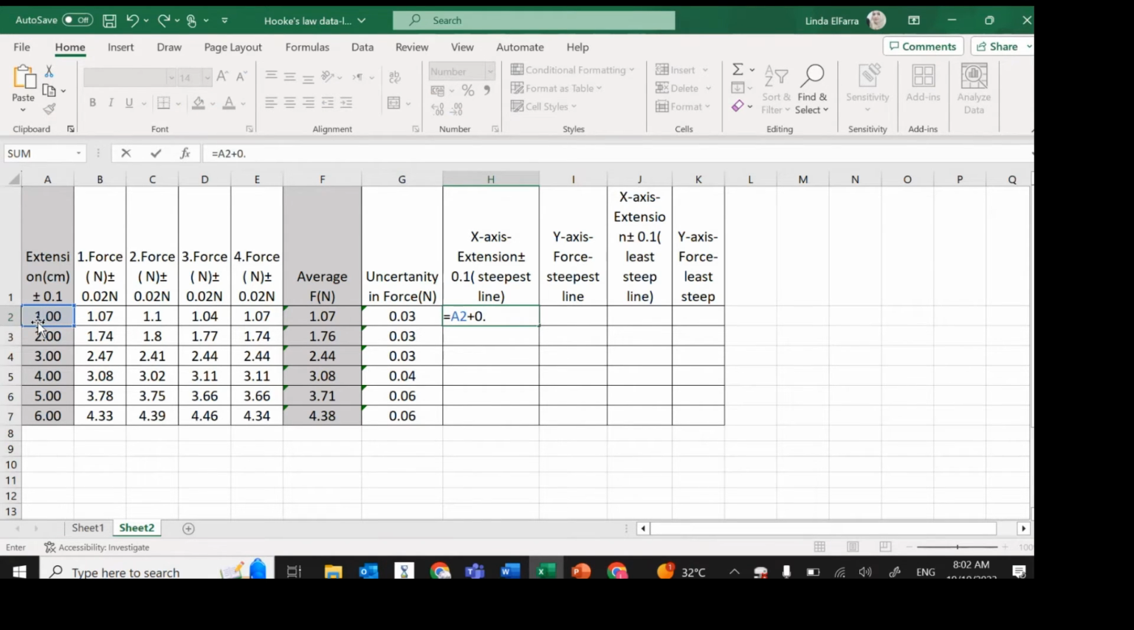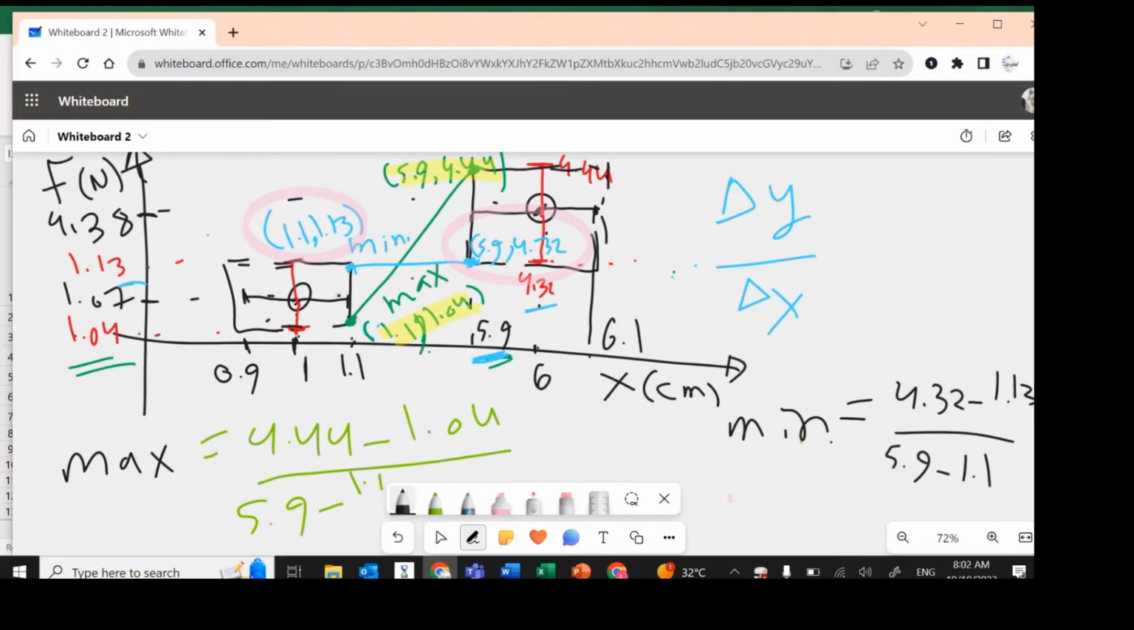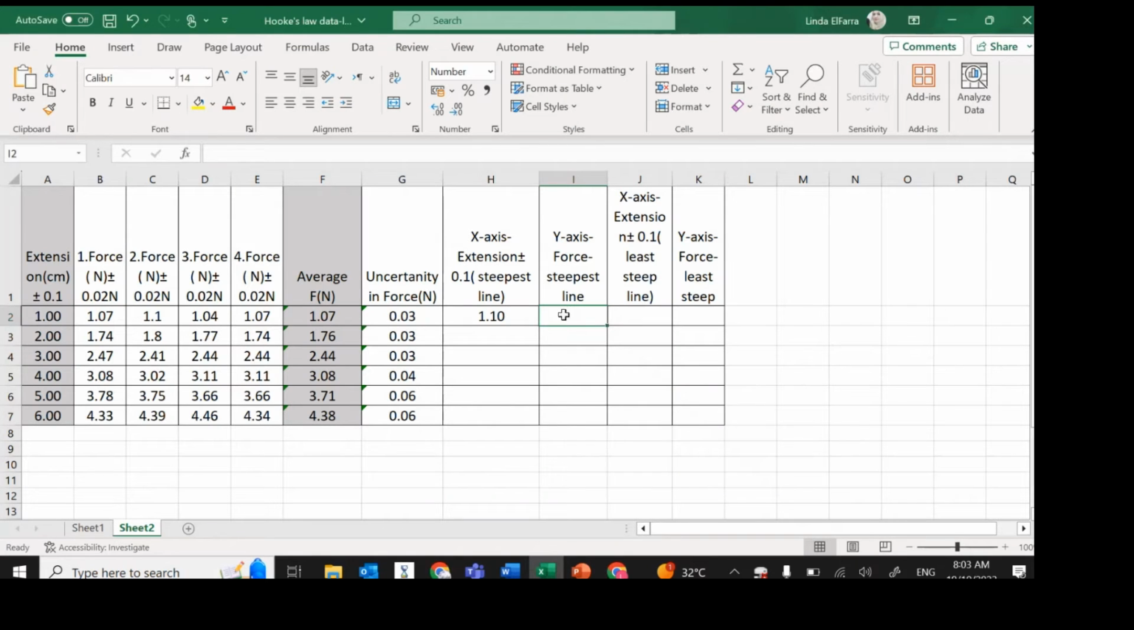plus 0.1. And we said for the y-axis, you have to go down the value of uncertainty in F. So you need to go down. So it will be the value of this force minus the uncertainty, so minus this value. Hit enter. Okay. Now let's go back to the same point.